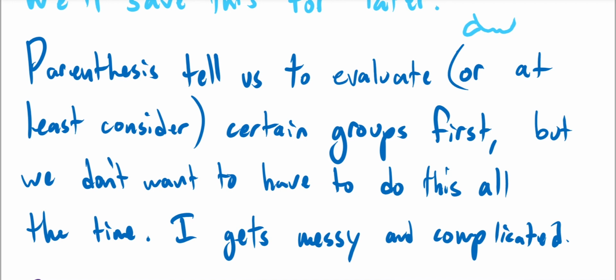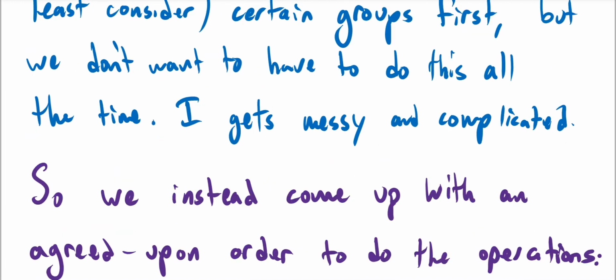So instead, what we do is we decide that certain operations are going to take priority over other ones, and we're going to evaluate those first. And it's just an agreed upon order that we do these in. We could have agreed on a different order. There's nothing really that makes one primal to the other. But this is just the conventional and agreed upon order that we do the operations in.